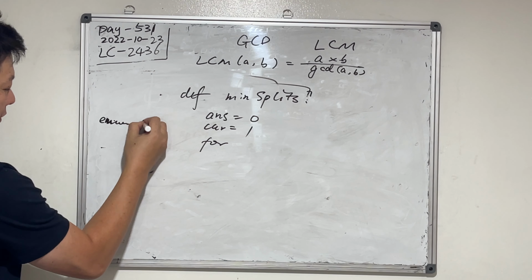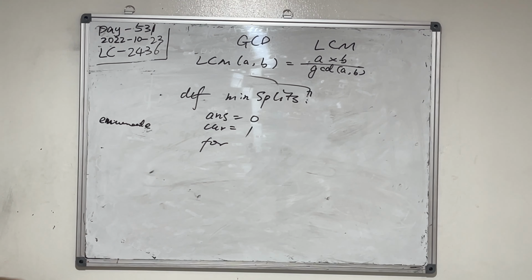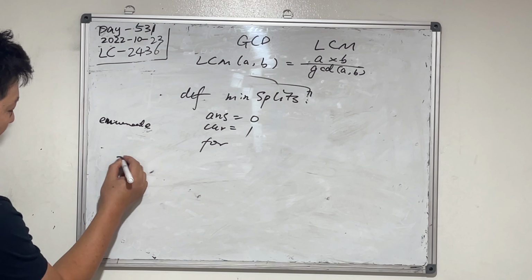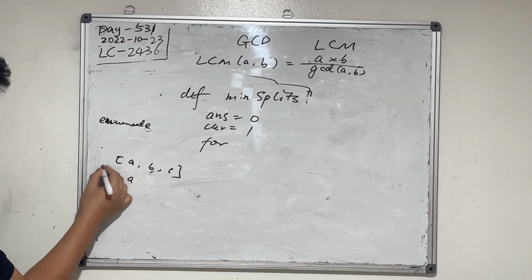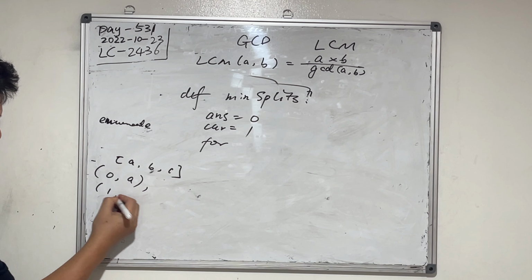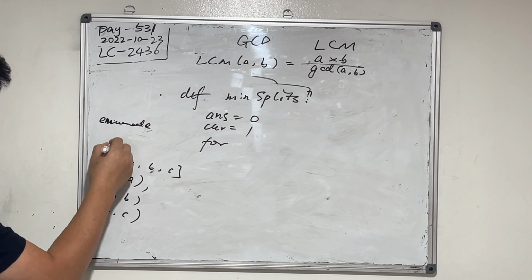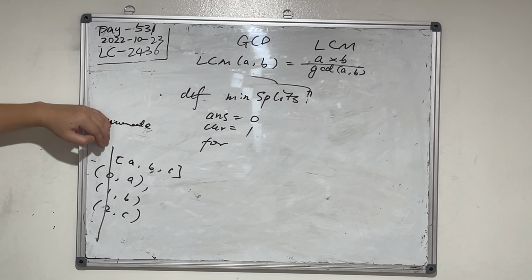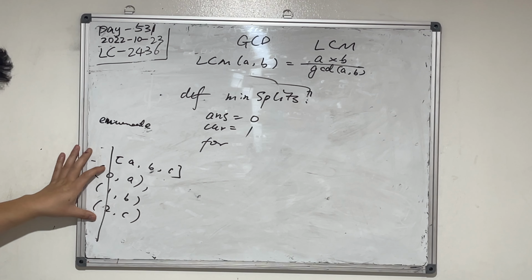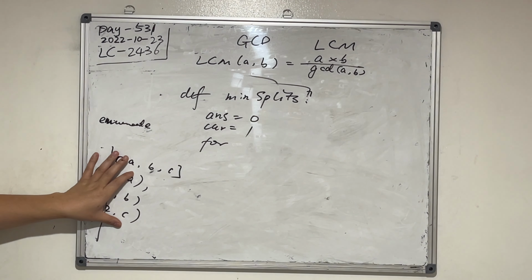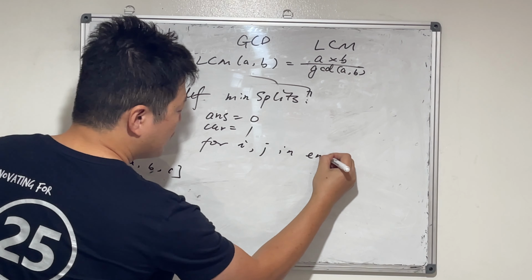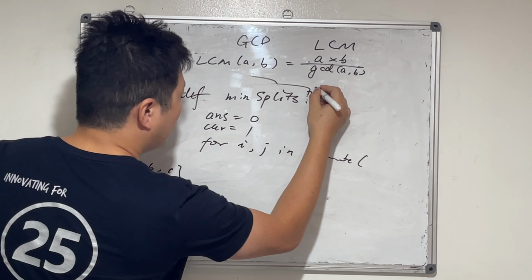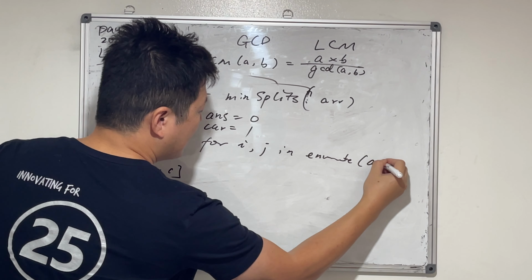Enumerate. What does it mean? It means you pair them like keys and values. So for example, A, B, C. If we enumerate it, it will become 0, A. That's a tuple, and 1, B, 2, C. Actually it's not keys. The first element in the tuple is the index, and the second value in the tuple is the actual value. So we go through I, J in enumerate of the array.